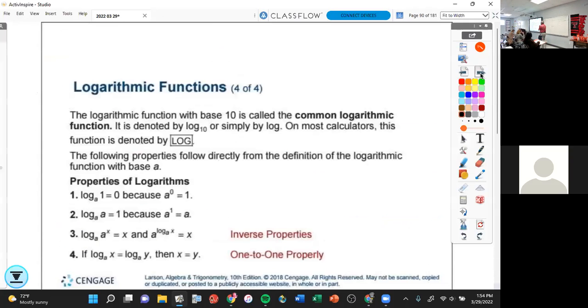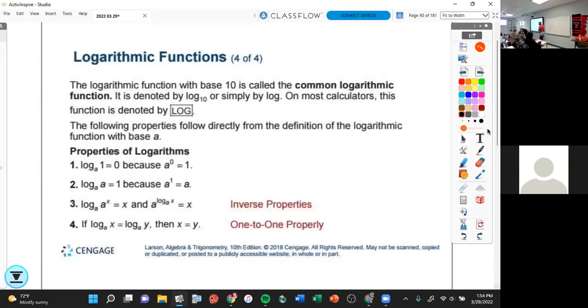Properties of logarithms. And what is a log? The logarithmic function with base 10 is called the common log. It's denoted by log base 10 or simply log. So here's what I'm saying. If you see me write that, what's the base? You see a base here? There is no base. If you don't see a base, what is it? It's 10. Because that's a common log.